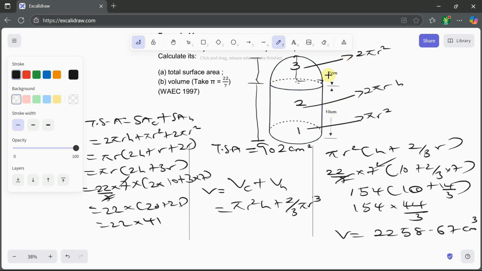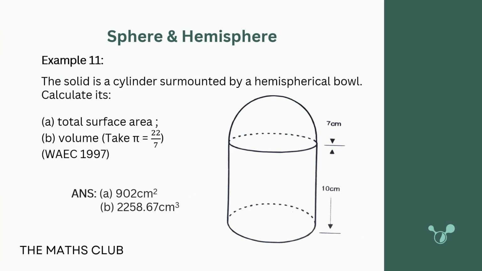The first point of mistake that you can make is saying the h as 10 plus 7. No, the h only relates to the cylinder. It's just the height of the cylinder. That's the first mistake that you can make. And the second thing that you might be confused about is what the radius is, and I've told you how to find that. So let's see if our answers are correct: 902 centimeter squared and 2258.67 centimeter cubed. Great.